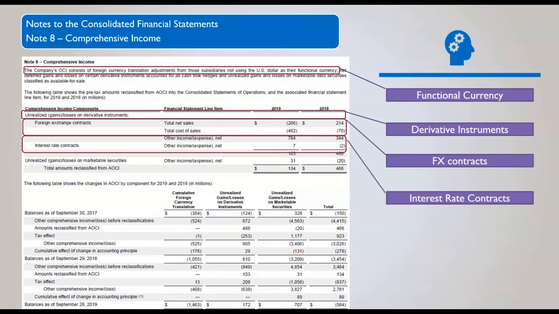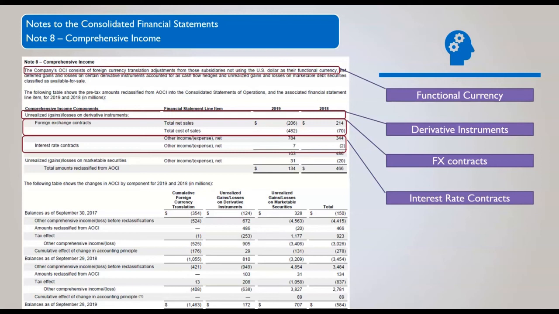Next part we see is a portion on interest rate contracts. So interest rate contracts include interest rate swaps. These are essentially a financial contract whose value is based on some underlying interest rate. Key point is the purpose is to use this derivative to hedge, or in other words, minimize potential losses resulting from a change in the fluctuations in interest rates.